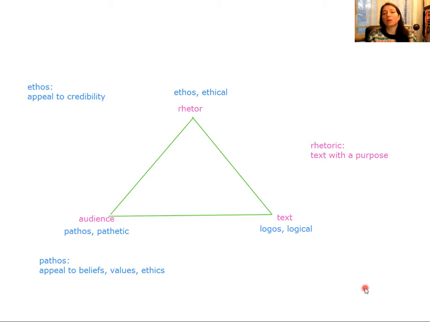And the reason that we learn about this is twofold. On the one hand, you learn about it so that when you are the audience, when you are viewing or reading or hearing, encountering someone else's text, you can recognize the appeals that they're making. What are they doing to try to be credible?